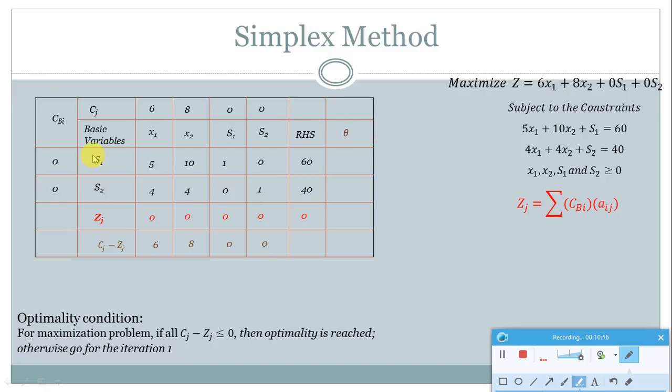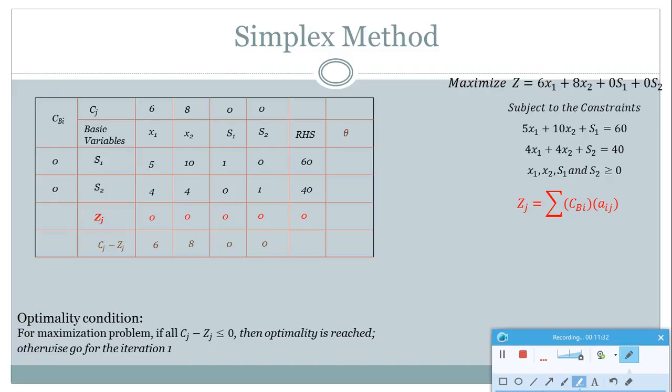The optimality condition for the LPP is here. For the maximization problem, if all Cj minus Zj are less than or equal to 0, then optimality is reached. If all Cj minus Zj are not less than or equal to 0, then the optimality is not reached and we have to go in that case for iteration 1.